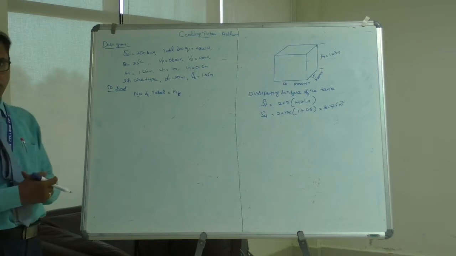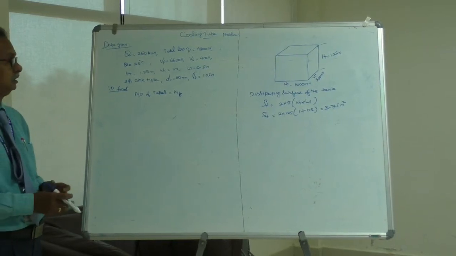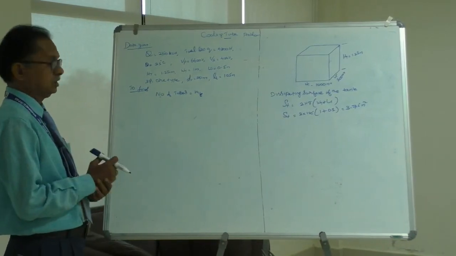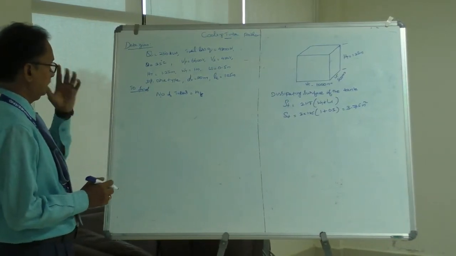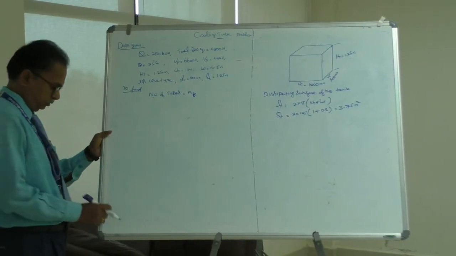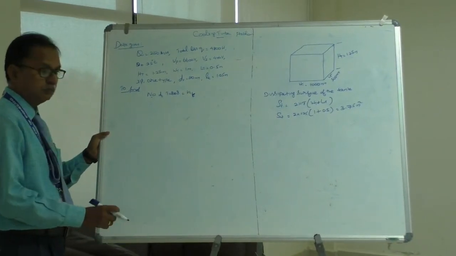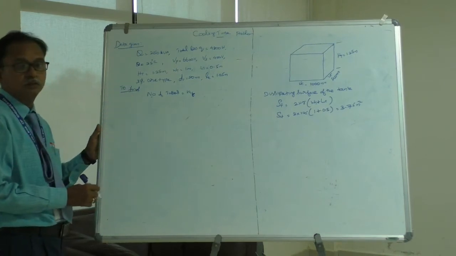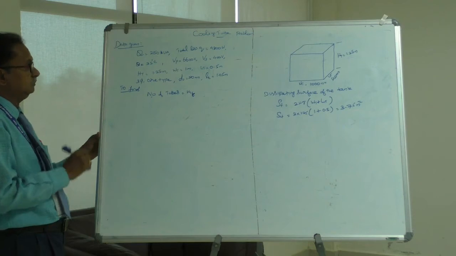Let's start doing a cooling tube design problem in the transformer unit. Unit number 2, transformer, where we are going to design a cooling tube: the number of cooling tubes required and the position of the cooling tubes. Both the things we are going to design.